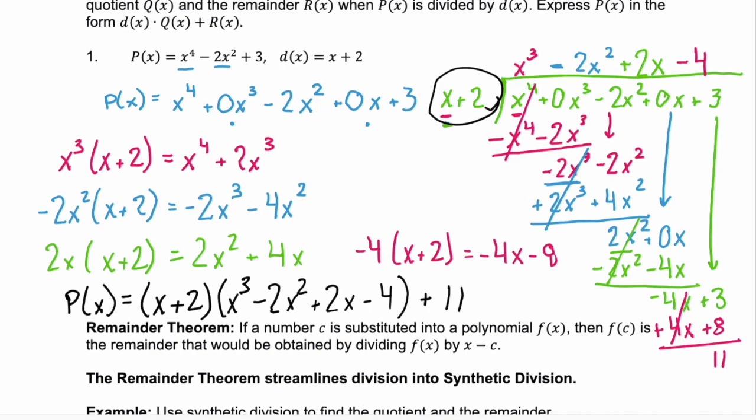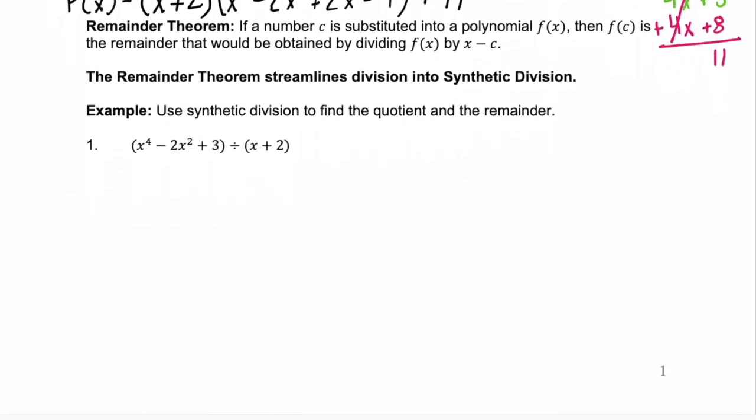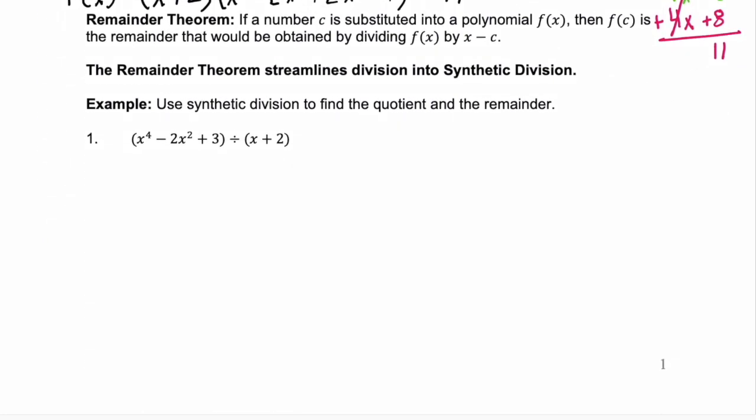Okay, if you look at this theorem, the remainder theorem, it tells us if a number c is substituted into a polynomial, f of x, then f of c is the remainder that would be obtained by dividing f of x by x minus c.